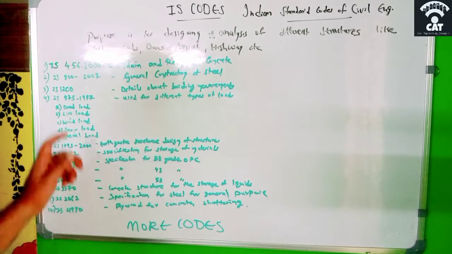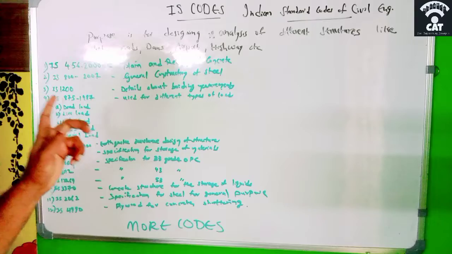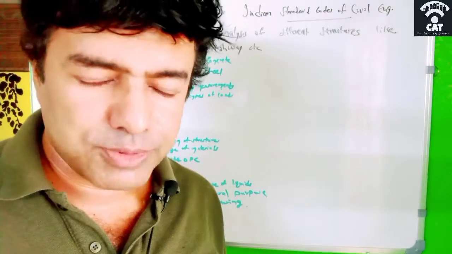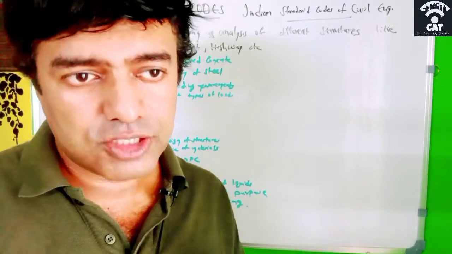Then comes IS 875-1987. It is concerned with the different types of loads which act on a building.